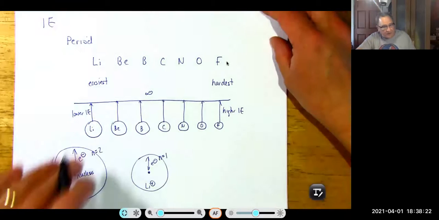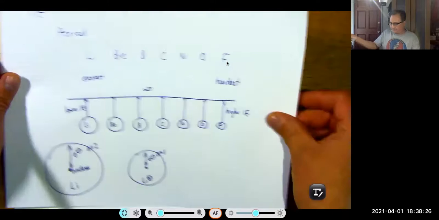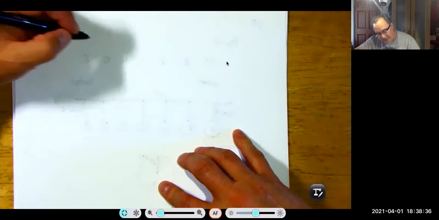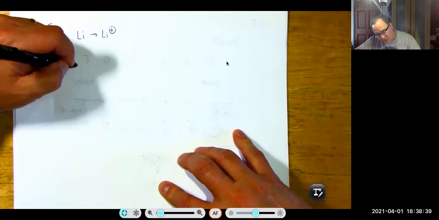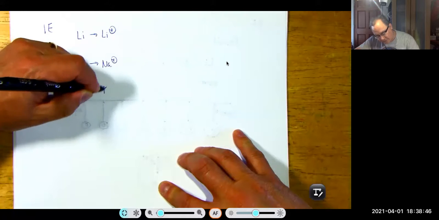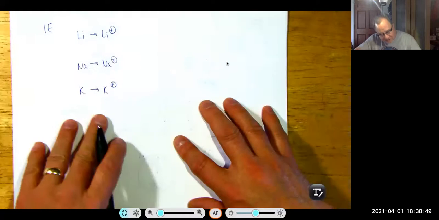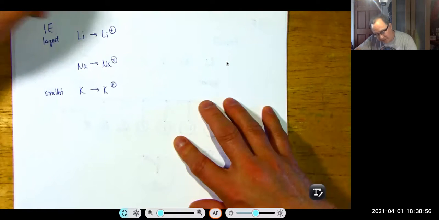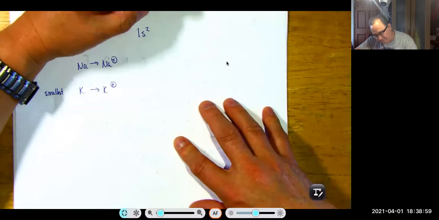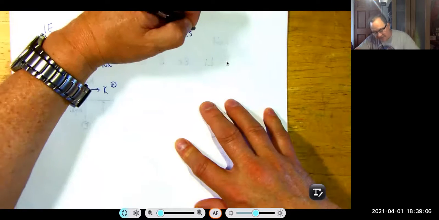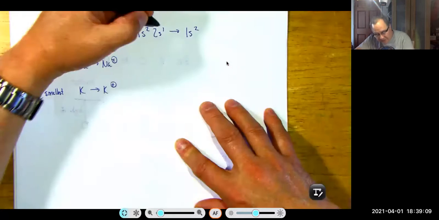Okay, so that's the period trend for ionization energy. Now, the group trend for ionization energy. When we look at a lithium becoming a lithium plus 1, or a sodium becoming a sodium plus 1, or a potassium becoming a potassium plus 1, when we look at the ionization energy, this is going to be the smallest, and this is going to be the largest. Now, here is the electron configuration of lithium. And here is the electron configuration of lithium ion. So can you see we're taking a 2s electron?